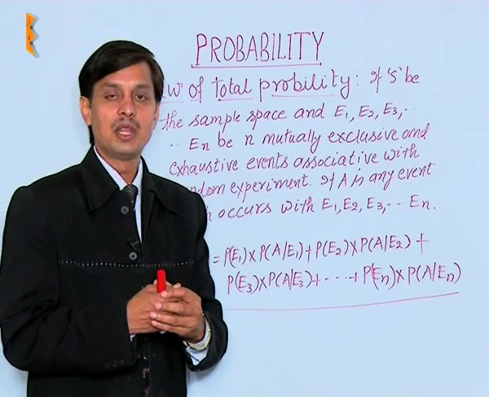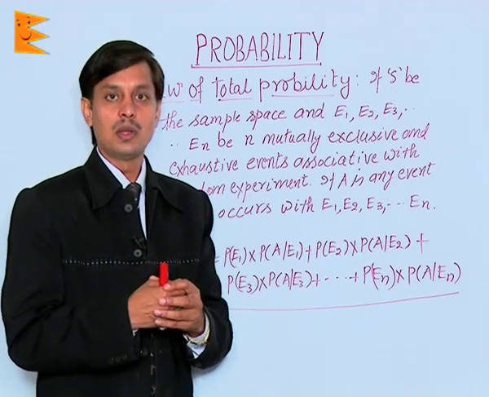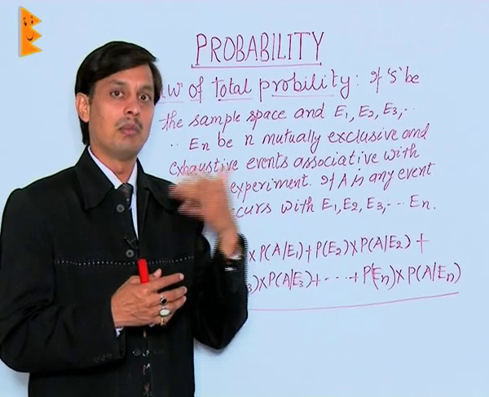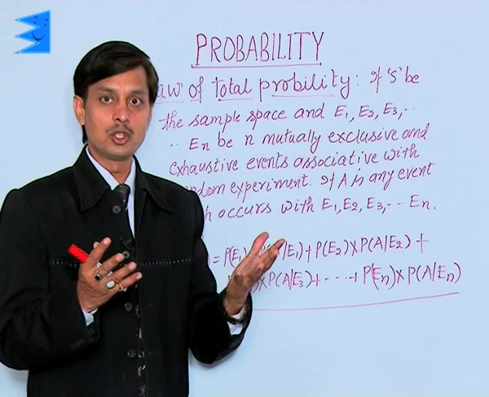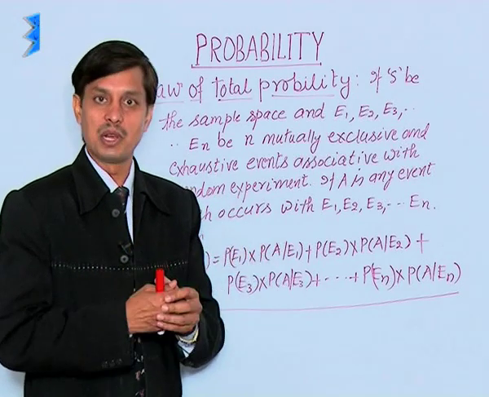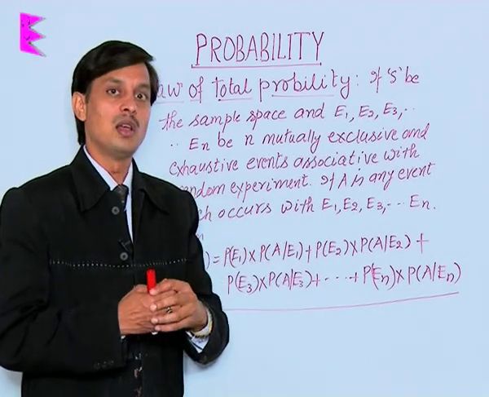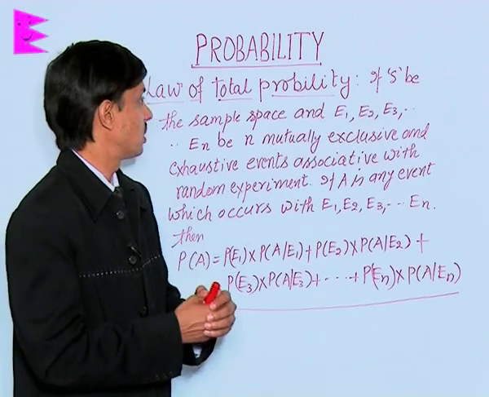For example, if a die is rolled, getting even numbers is one event and getting odd numbers is another event. Nothing is common, and their union is the sample space. So these two are mutually exclusive and exhaustive.